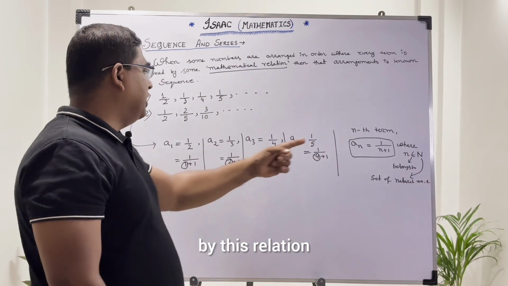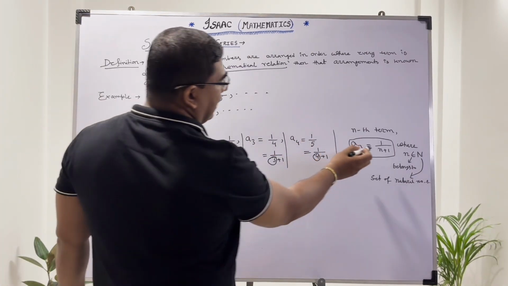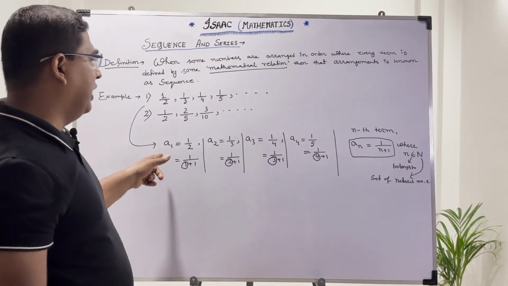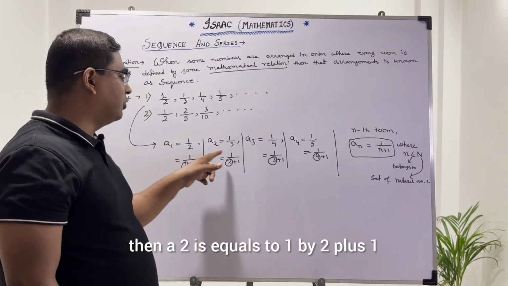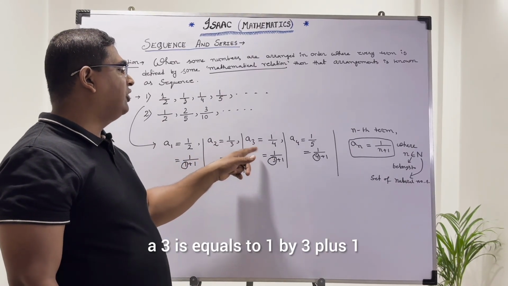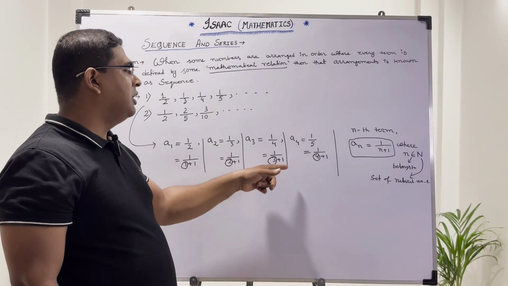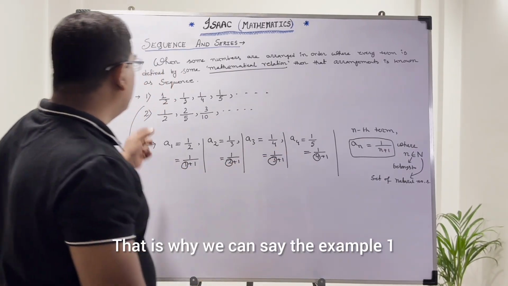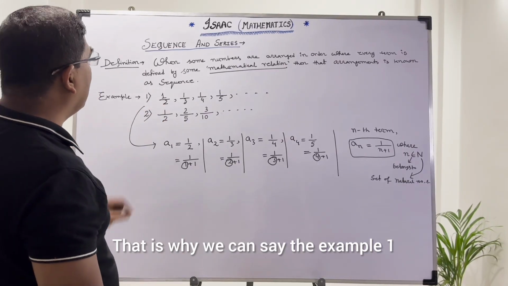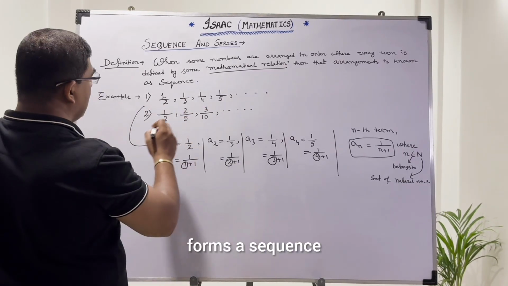By this relation, if we put n equals 1, then this will be a1. a1 equals 1/(1+1). Then a2 is equal to 1/(2+1). a3 is equal to 1/(3+1). And a4 equals 1/(4+1). Okay. That is why we can say example 1 forms a sequence.